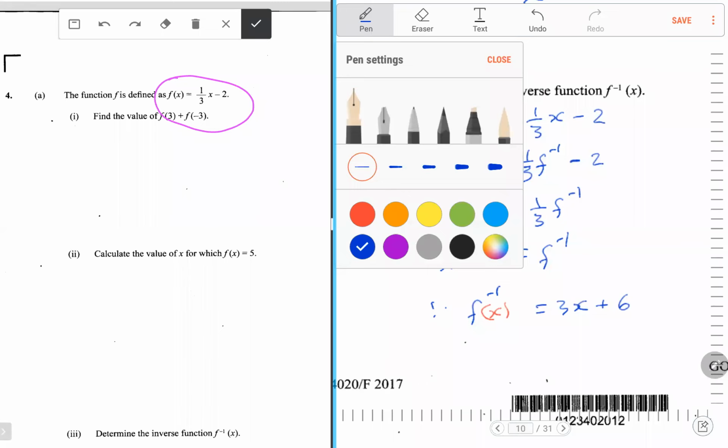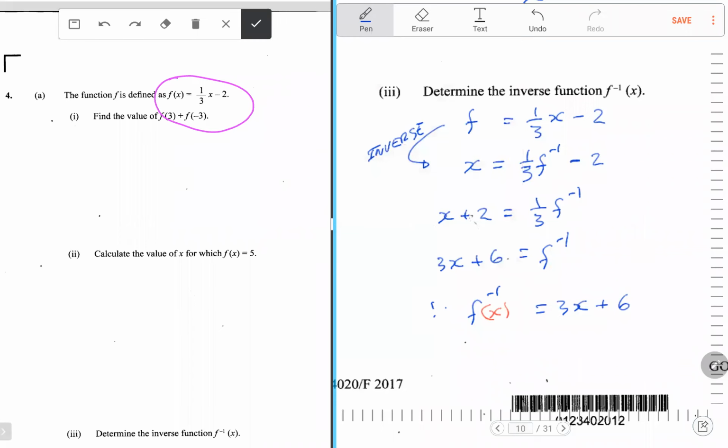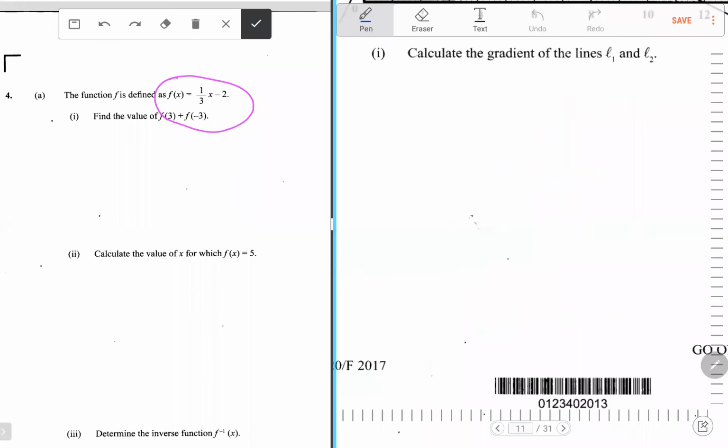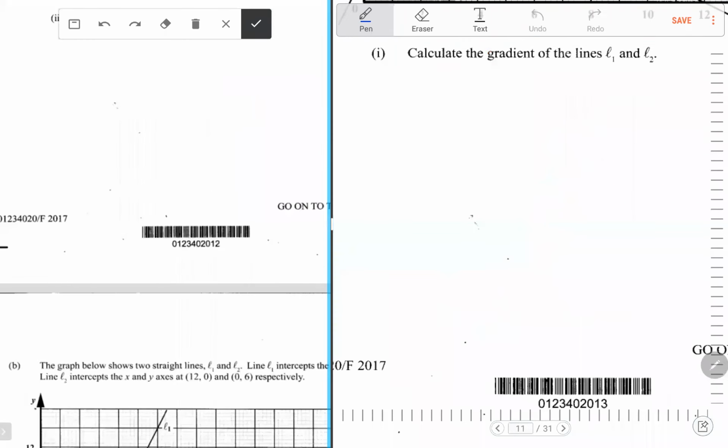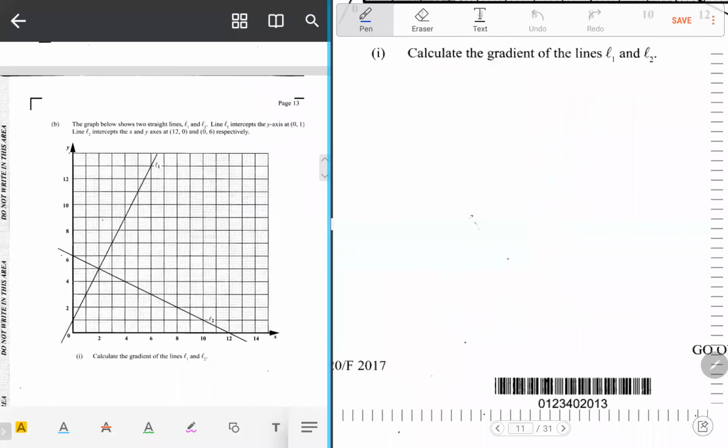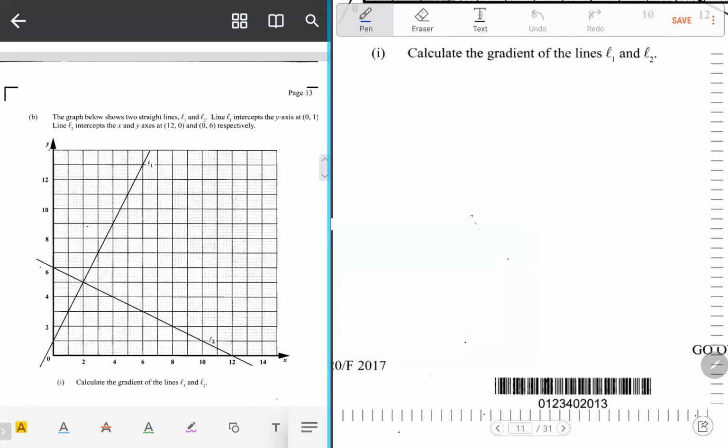Alright, 3x plus 6. Alright. Next part, which is on the next page. Let's undo this over here and move up to the next page. Alright, so give us these 2 lines now on the next page.